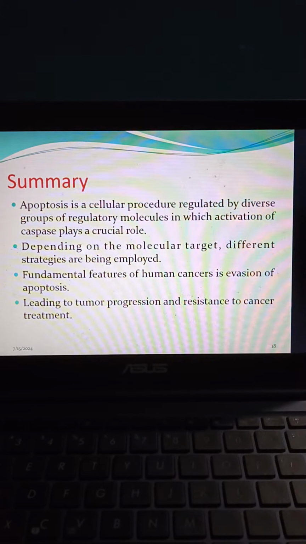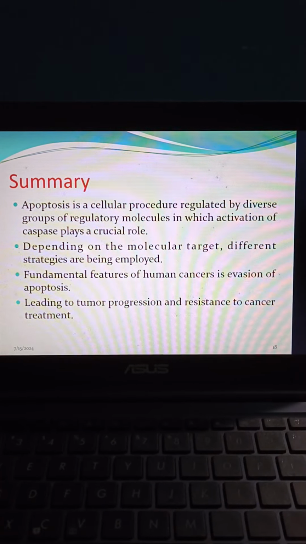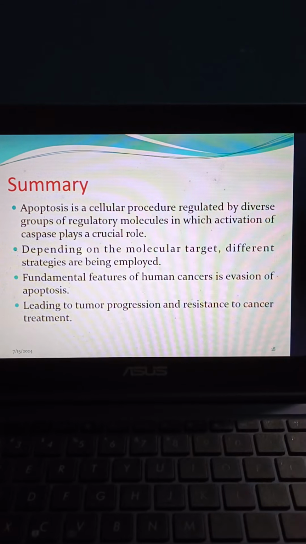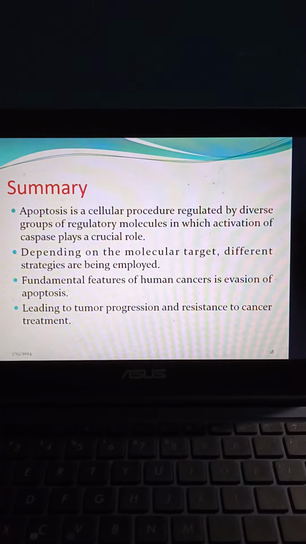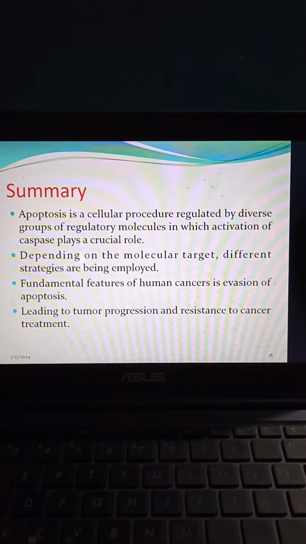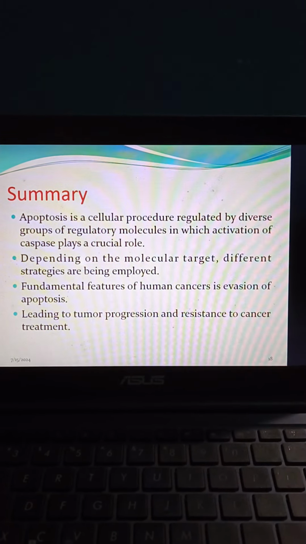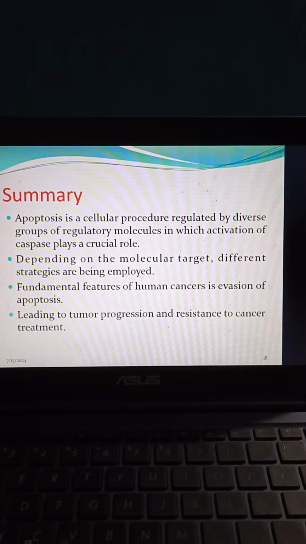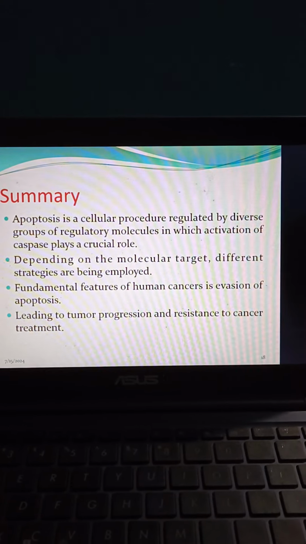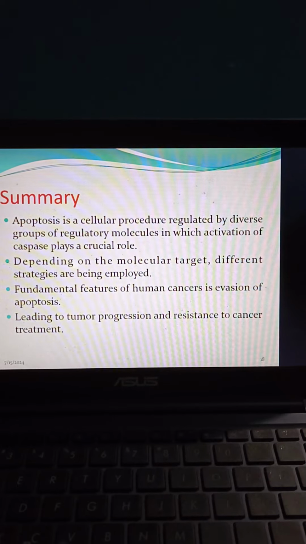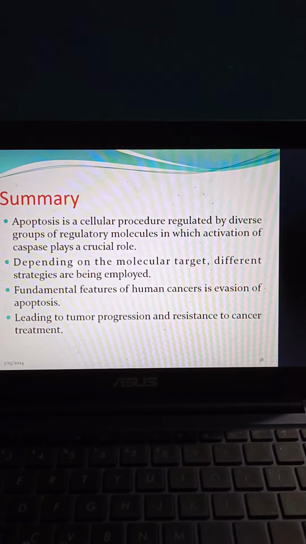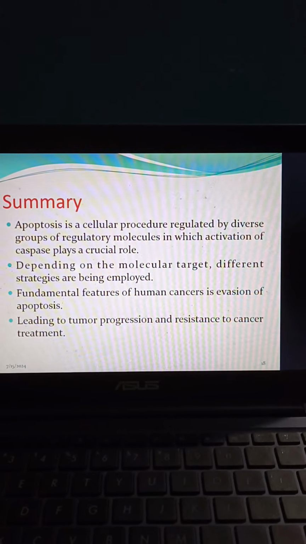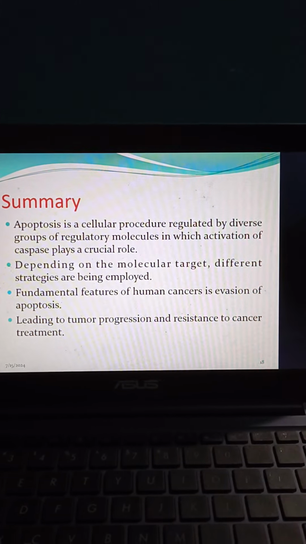Coming to the summary, apoptosis is a cellular procedure regulated by diverse groups of regulatory molecules in which activation of caspase plays a crucial role. Depending on the molecular target, different strategies are being employed. A fundamental feature of human cancers is evasion of apoptosis. Evasion of apoptosis leads to tumor progression and resistance to cancer treatment.